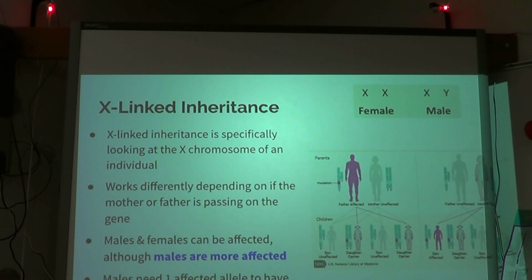And males tend to be more affected by those types of traits because they only need to get one recessive allele. And that recessive allele comes on the X chromosome. Okay? So males are more affected by it than females.